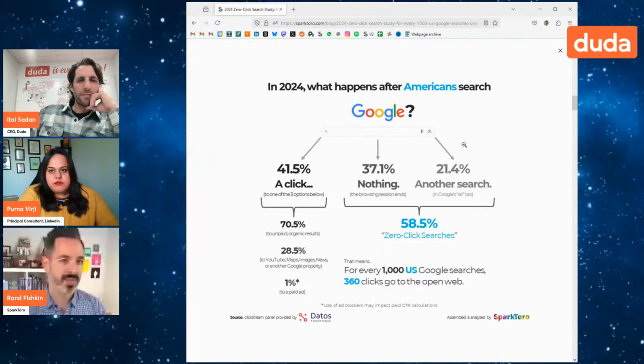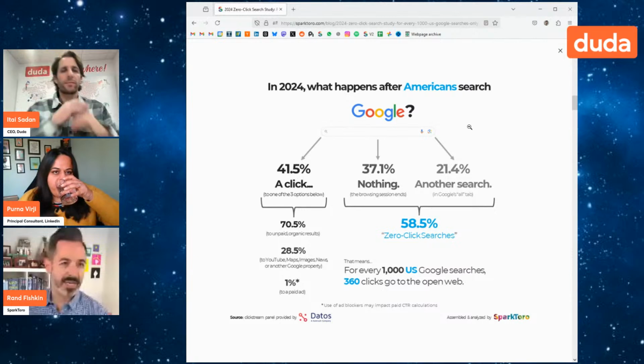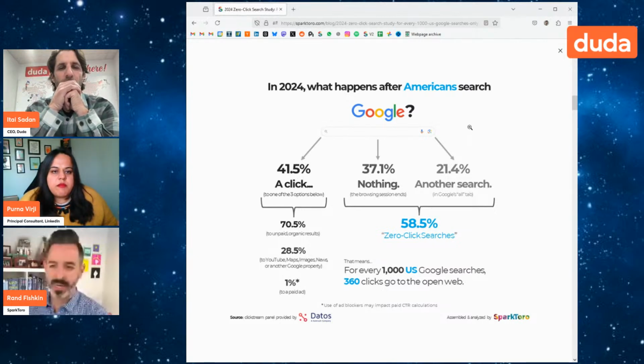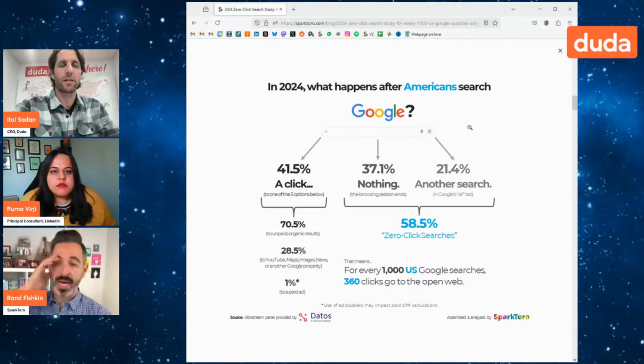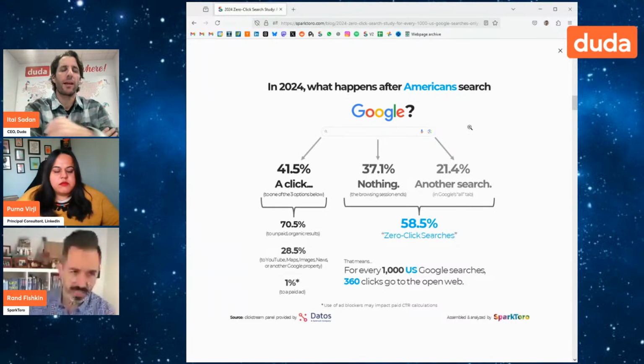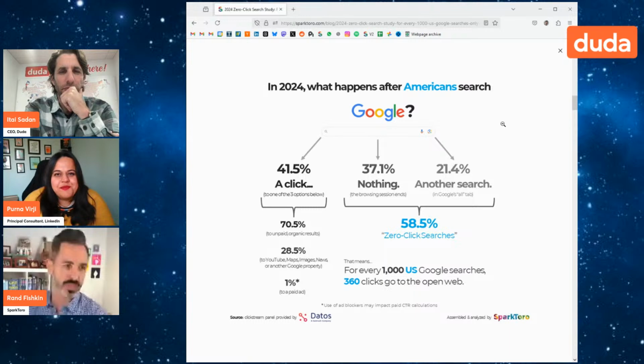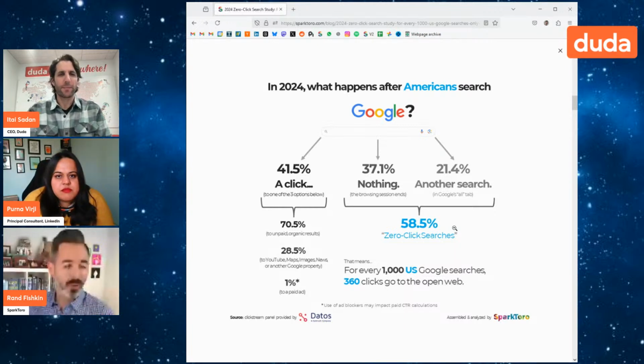And essentially what we're looking at is that data showing what happens after Americans search the web. This data is coming to us from a clickstream panel from Datos, which was actually bought recently by SEMrush. And they have tens of millions of panelists worldwide. I believe they have millions of panelists here in the US. And so basically this is looking at every URL that's visited by these folks. And after a search happens, 41.5% of the time, a click occurs, and 58.5% of the time, no click occurs.